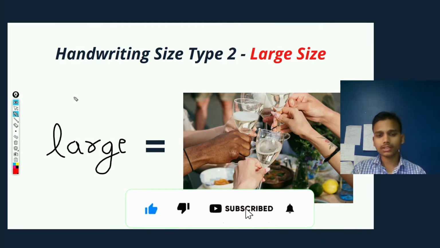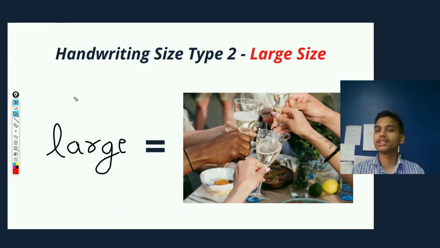The negative part of this large handwriting is that these people lack some concentration skill, so they may not be able to focus on a particular thing for a longer time. That is the negative part. They like people's attention a lot, so they can do some things just to get attention. And another negative part is that they don't have that much concentration skill.